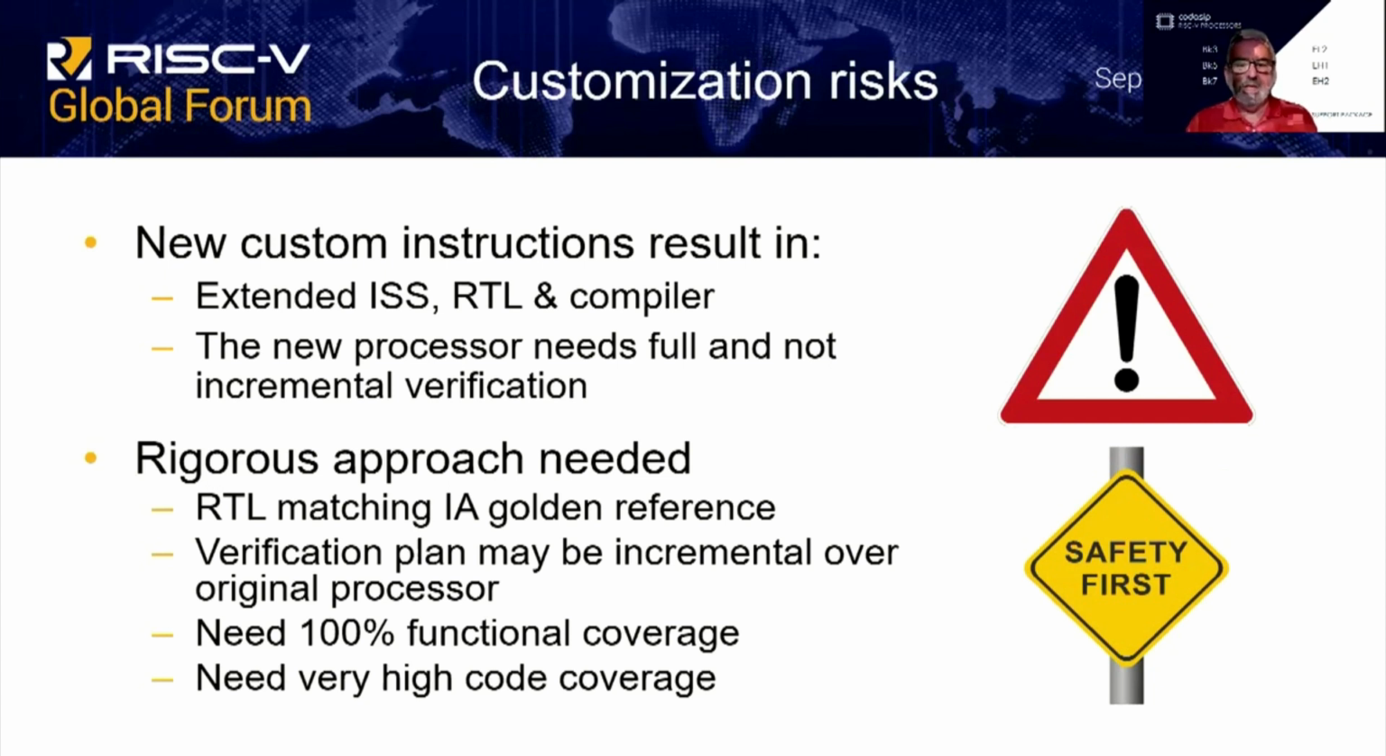Now, of course, your verification plan may be incremental over the original one, but you need to be sure that for your customized processor, you have 100% functional coverage, and you need to achieve very high code coverage. You want to be achieving a good 95% and ideally as close to 100% code coverage that you can manage.